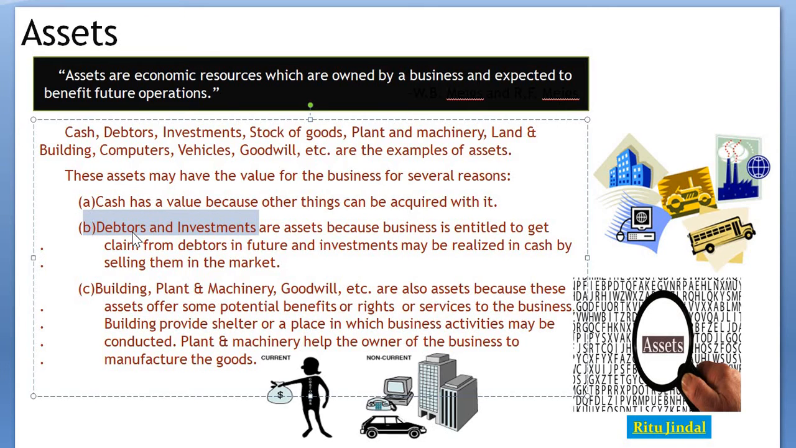Debtors. Debtors are those persons from whom the amount is due. The person from whom you have to take money, that person is known as debtor. So debtors is also an asset for business, because business is entitled to get claim from debtors in future, and investment may be realized in cash by selling them in the market. We can sell the investment, and after selling we can earn the money. So all these are the property of the business, and business can convert these property into cash by selling them in the market.